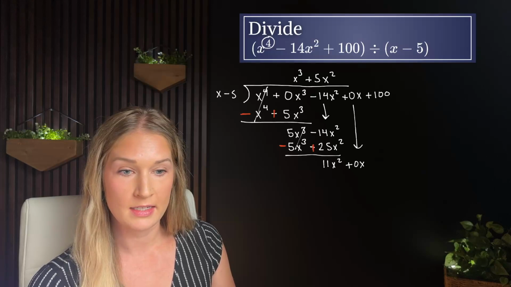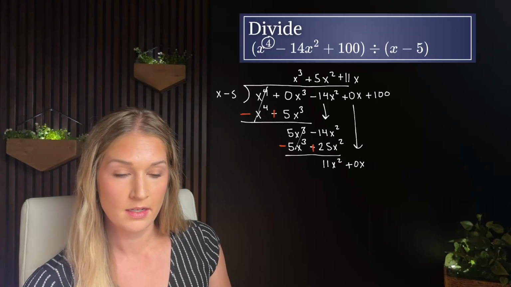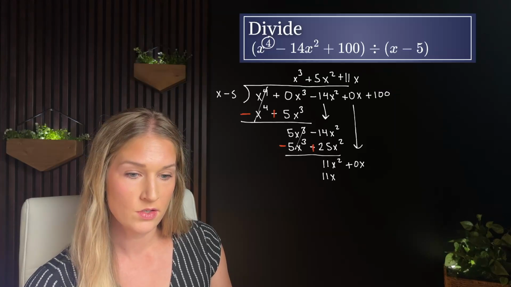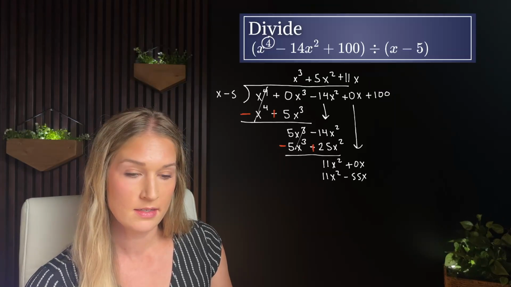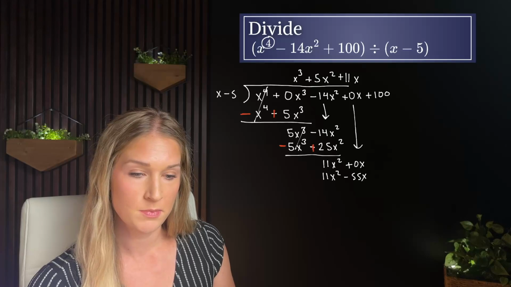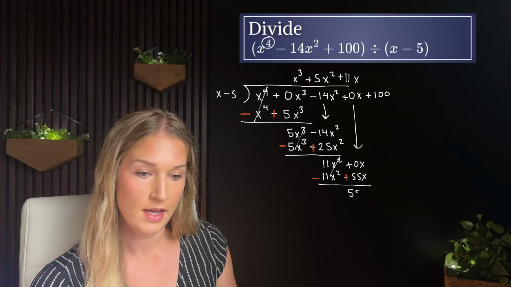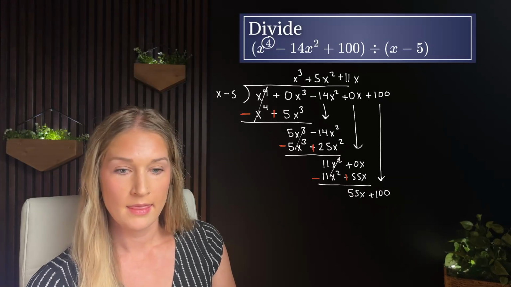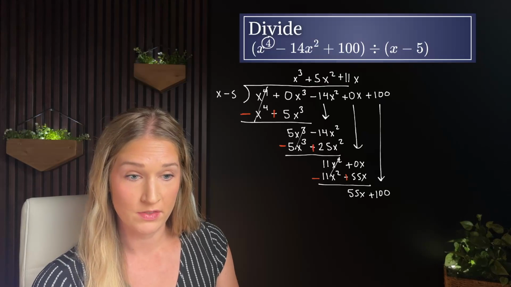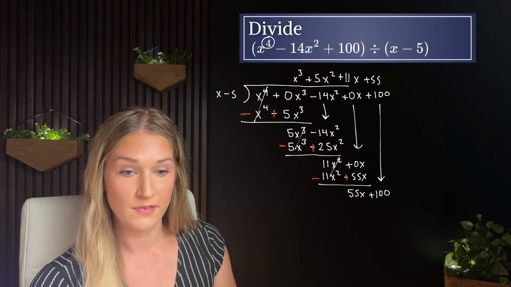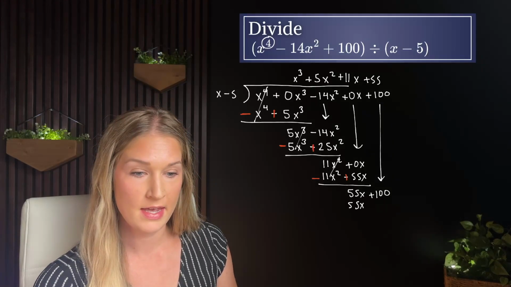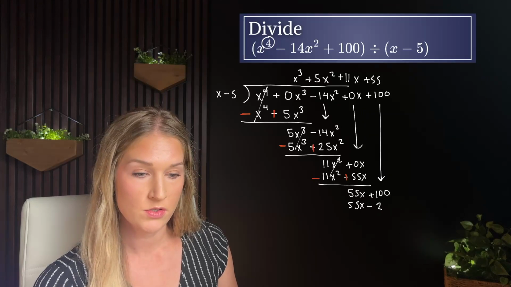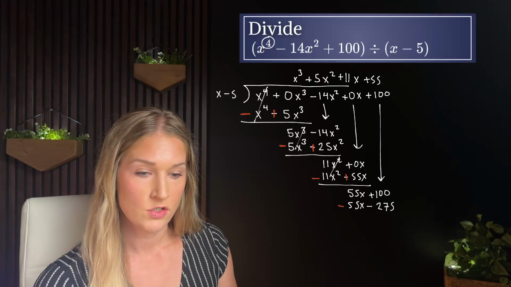X times, I need a positive 11, and I need another x to get to x squared. Distributing down, I get 11x squared minus 55x. Subtracting everything, this becomes negative and positive. Cancel, I get 55x, bring down your 100. And then x times, I need just a 55. 55 distributed down gives me 55x minus 275. Distribute.